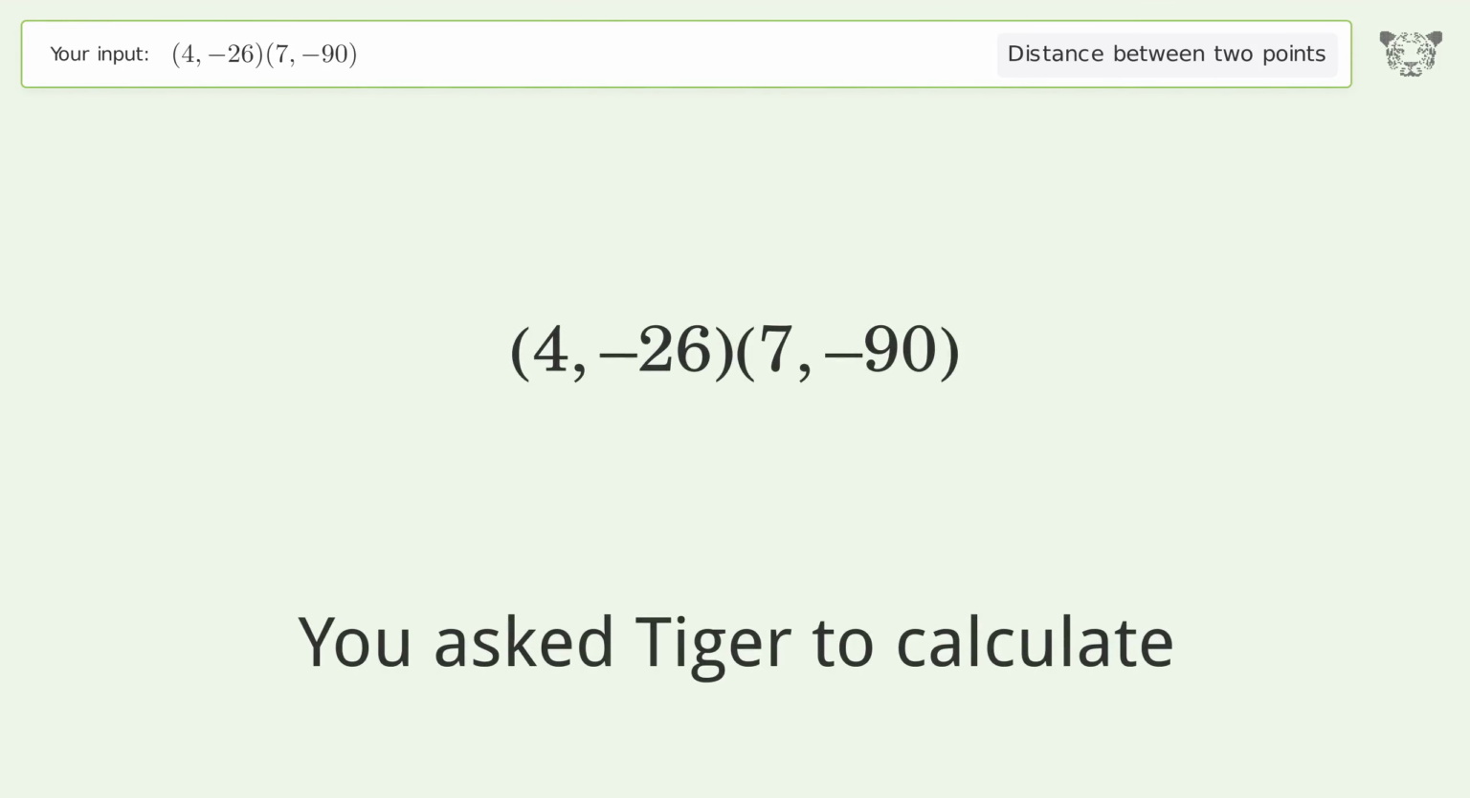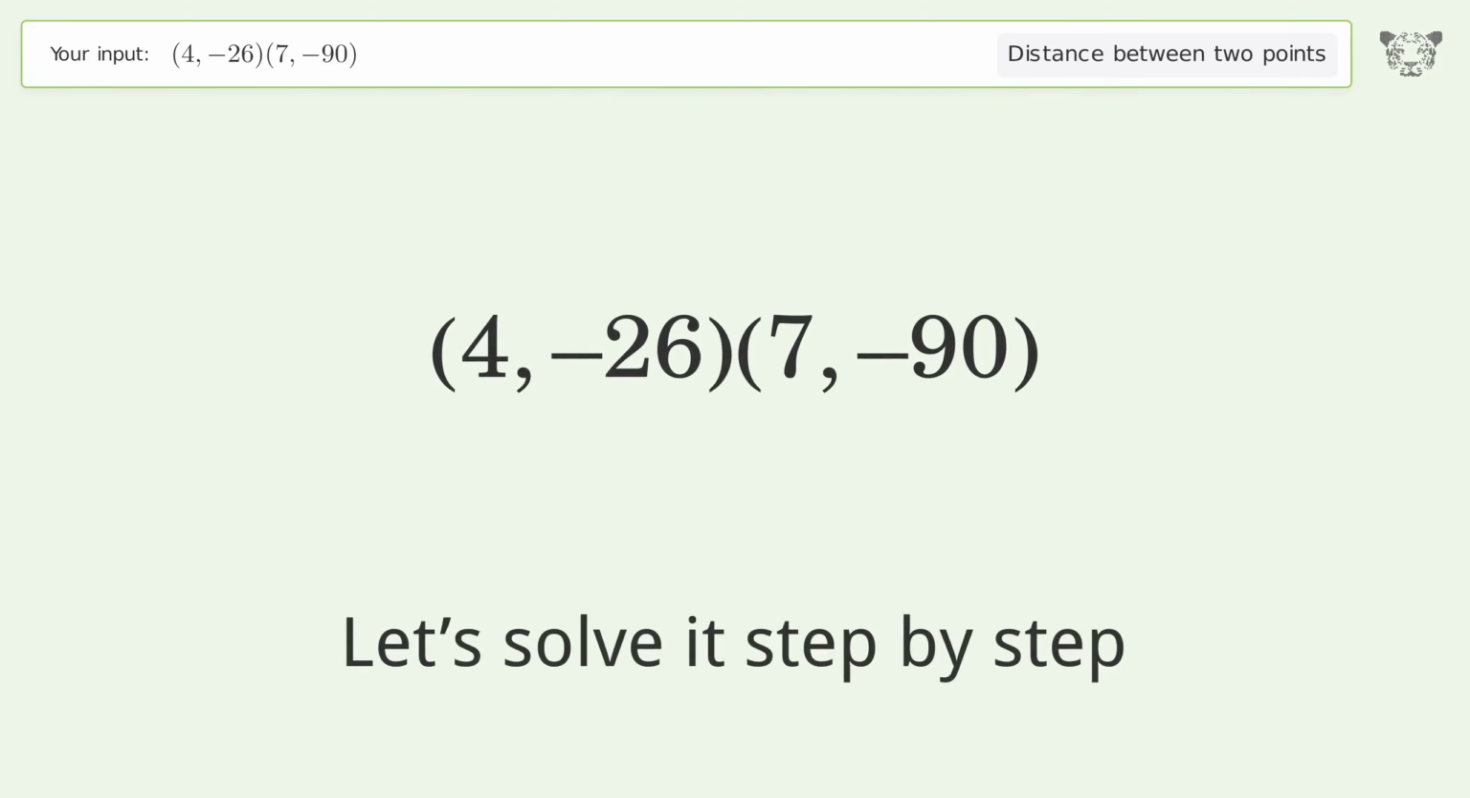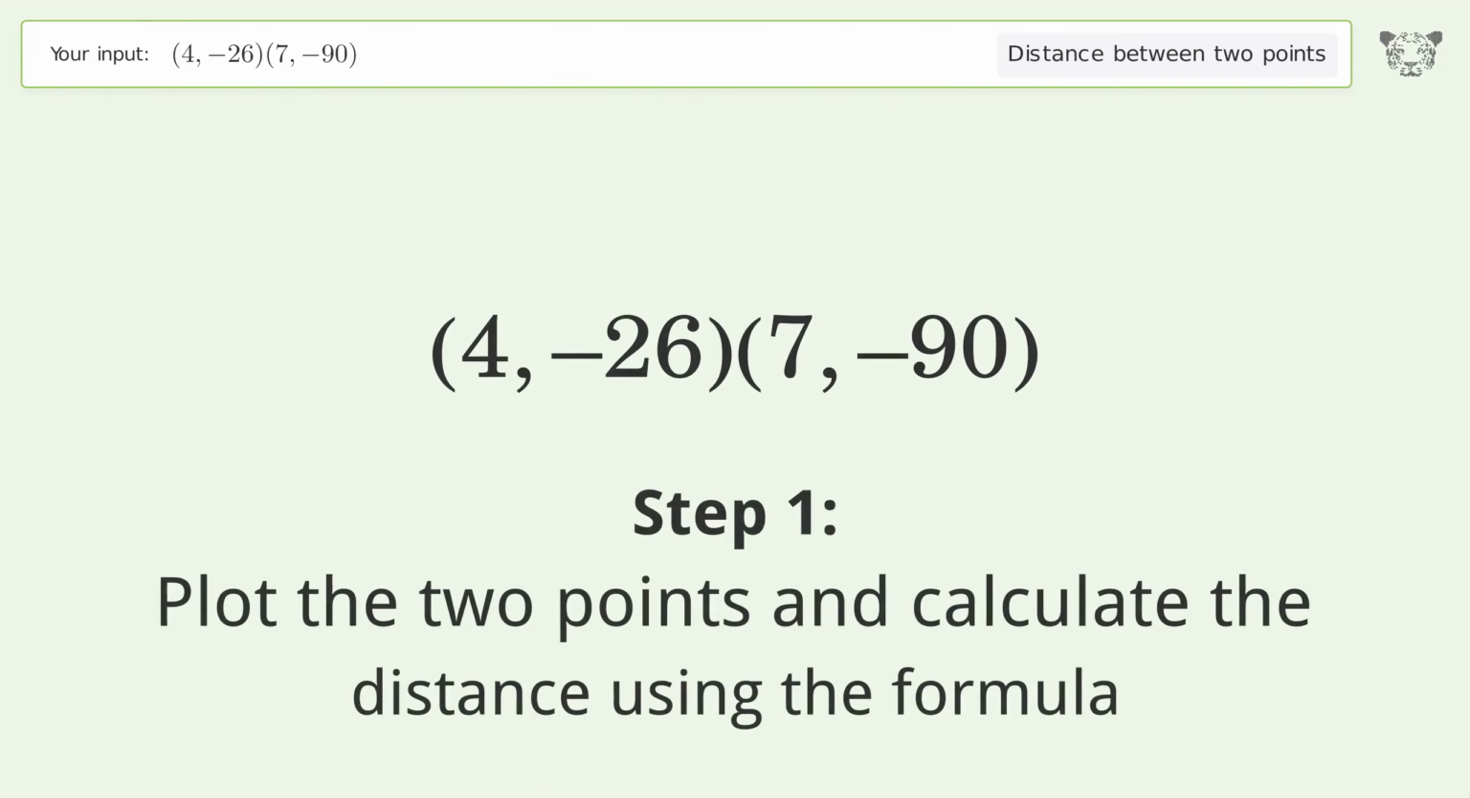You ask Tiger to calculate. This deals with the distance between 2 points. The distance between the 2 points is the square root of 4105, or 64.07. Let's solve it step by step. Plot the 2 points and calculate the distance using the formula.